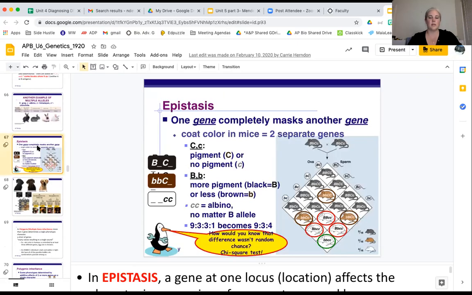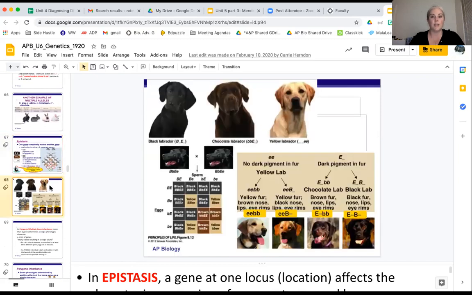There we go. Epistasis. Okay. So for coat color, this works really well in mice. It also works really well if you have ever seen a chocolate lab. So I'll use this example. So in epistatic genetics, let me make sure I'm sharing my screen. Okay, I'm good.